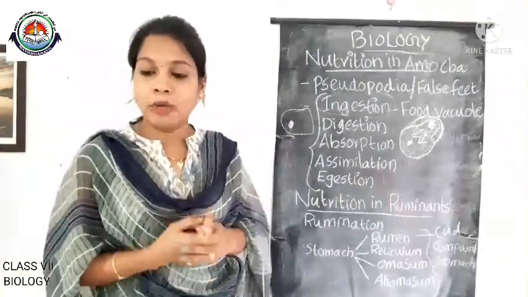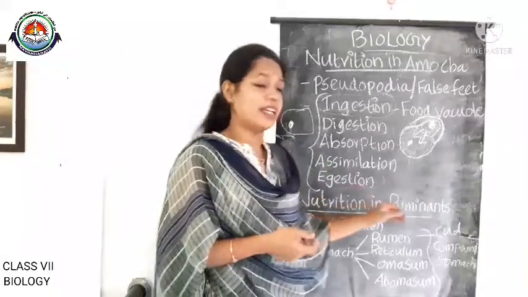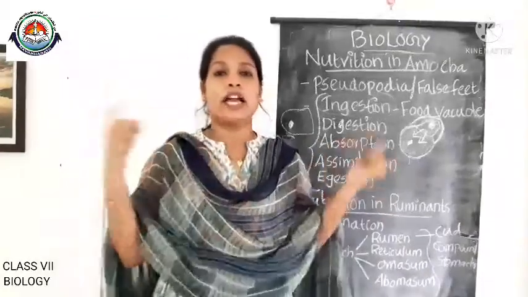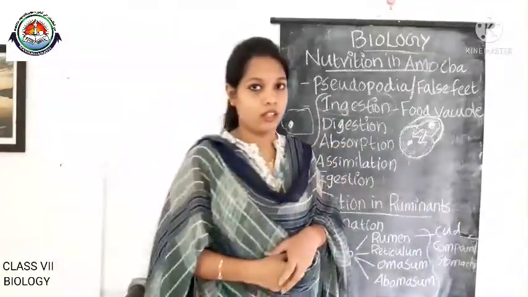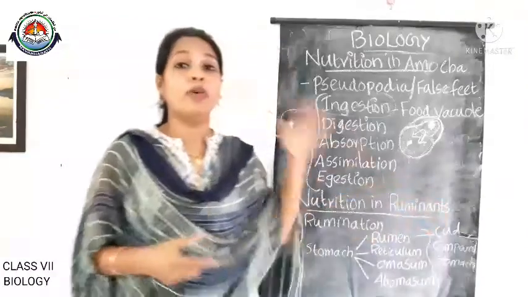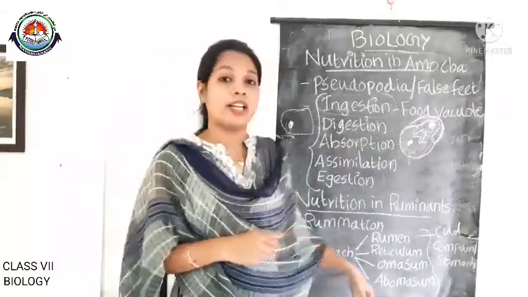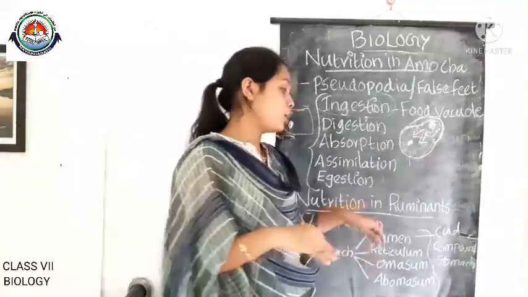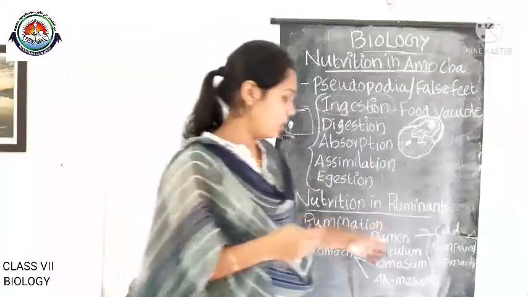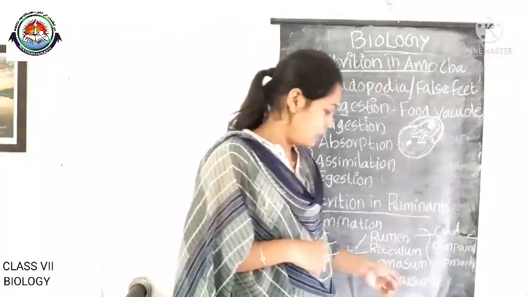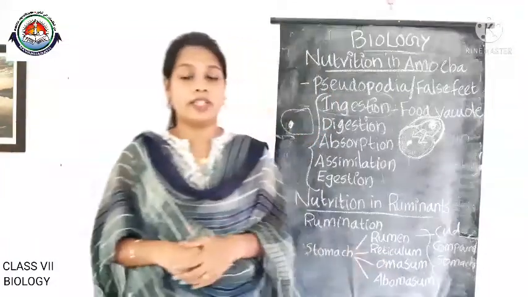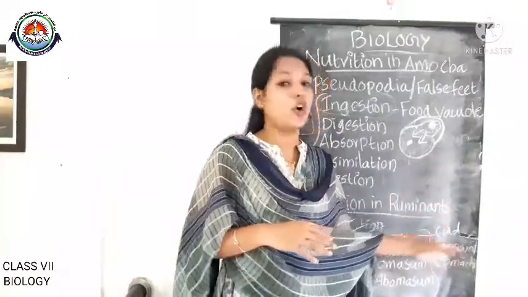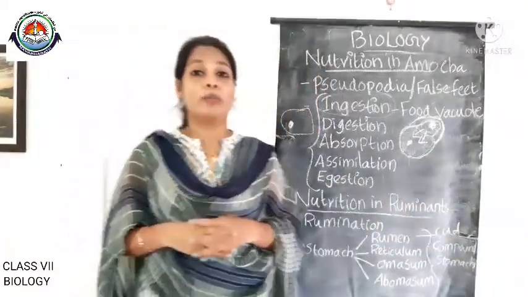Okay, and the important feature of ruminants is having a compound stomach. We human beings and all other animals have a simple stomach, but they have a compound stomach because their stomach is four-chambered. A four-chambered stomach is present in ruminants. The chambers are rumen, reticulum, omasum and abomasum. These are the four chambers of the stomach. That's why it is called a compound stomach.